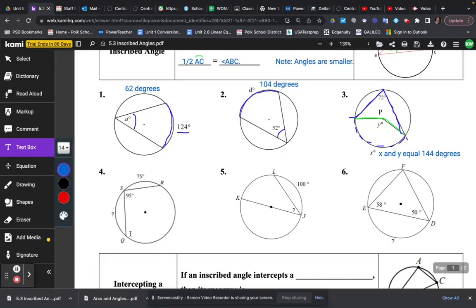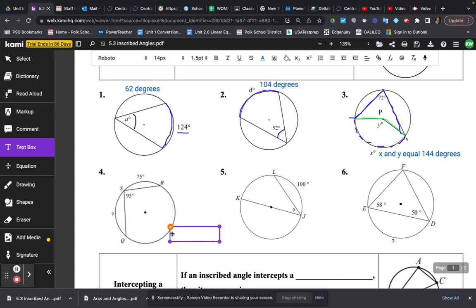Well, let's talk about the relationships on 4, 5, and 6. So there's a good bit going on. Perhaps you did figure out that the measure between Q and R, you can double 95. And then you find out that the measure, again, from Q to R, right out here, is going to be 190 degrees.